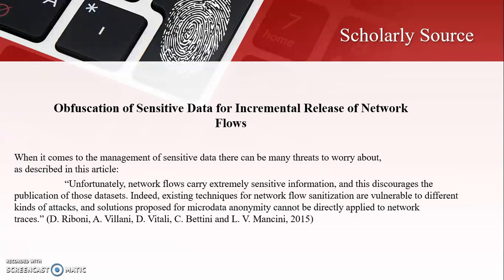Our second scholarly source was the Obfuscation of Sensitive Data for Incremental Release of Network Flows. When it comes to the management of sensitive data, there can be many threats to worry about, as described in this article. Unfortunately, network flows carry extremely sensitive information, and this discourages the publication of those data sets. Indeed, existing techniques for network flow sanitization are vulnerable to different kinds of attacks, and solutions proposed for microdata anonymity cannot be directly applied to network traces.